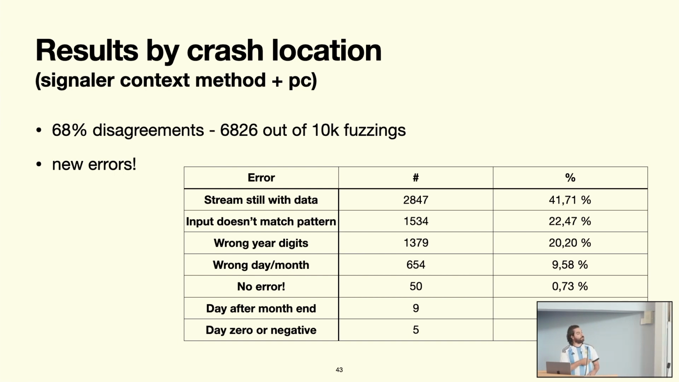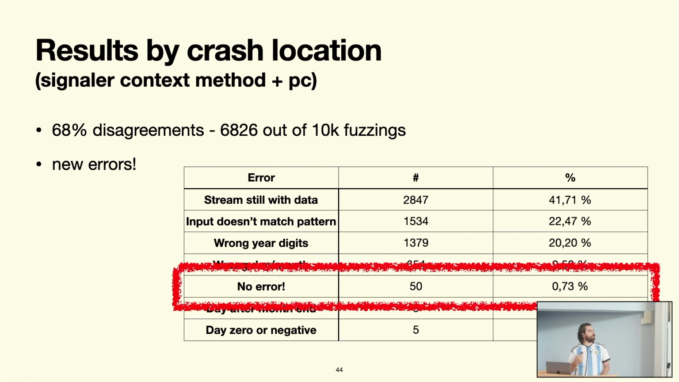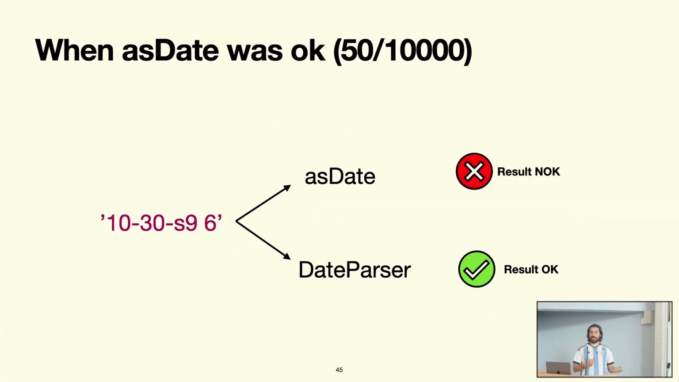So only 50 cases, which is 0.7% of the cases. What happened here is that asDate was OK, and it was the other parser that was wrong. This was an interesting case because we were expecting that the other parser would be correct to compare against our parser. And here, actually, asDate was giving us the right result. You can play with this; there are many ways to reproduce this particular bug.